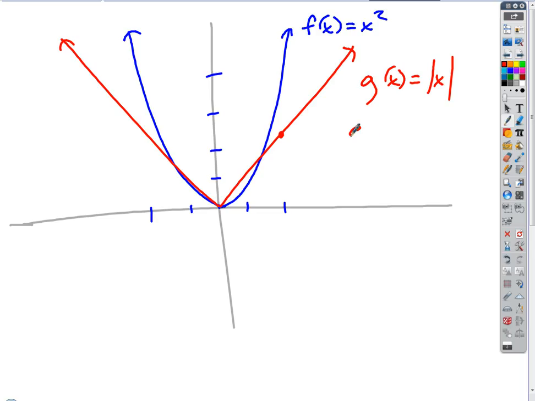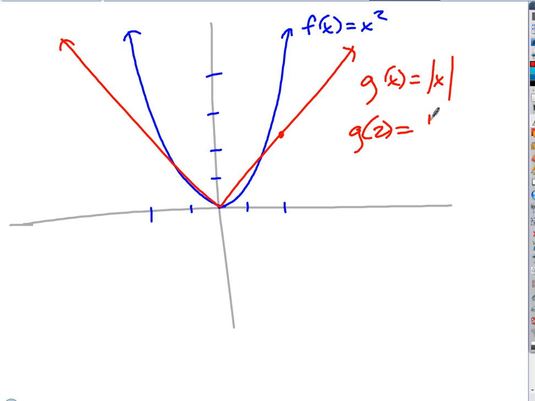So g of x is the absolute value of x. g of 2 equals 1, right? Or g prime of 2, sorry. Does that make sense? That says derivative, right? The derivative of this function evaluated at 2, we don't even have to take the derivative. We can just see visually that the slope is 1, right? Because all that means is the slope, right?